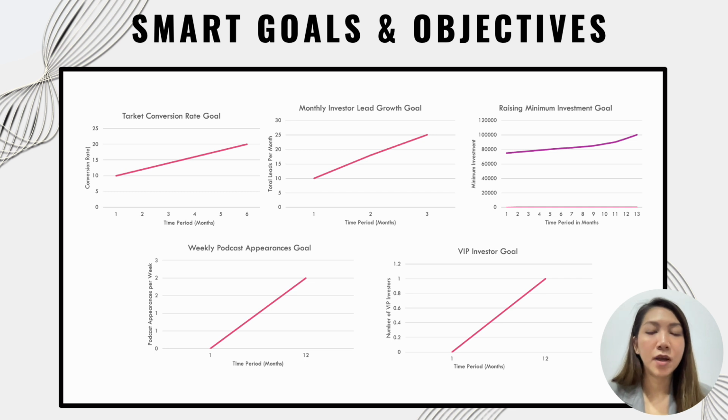The SMART goals include doubling investor lead conversions from 10% to 20% in 6 months, increasing monthly leads from 10 to 25 in 90 days, raising investment minimums from 75,000 US dollars to 100,000 US dollars within 12 months, and securing a 300,000 US dollar premium VIP offer. These objectives are designed to raise capital from 5.6 million to 21.3 million, with a focus on higher conversion rates and increased lead flow.